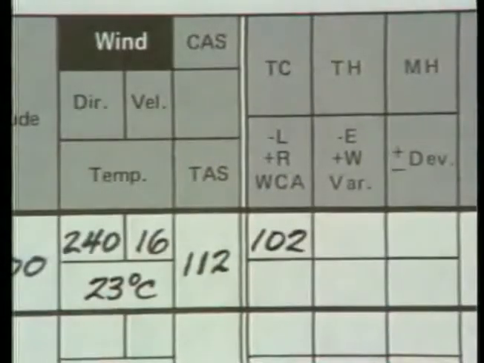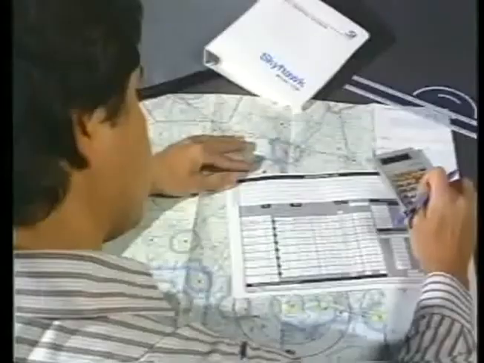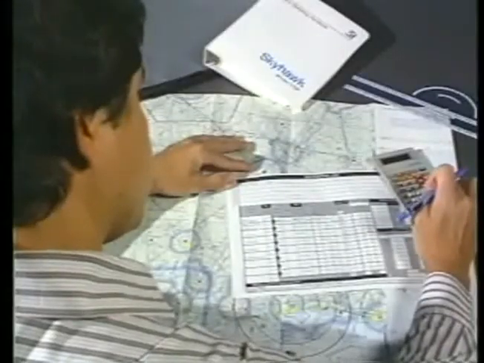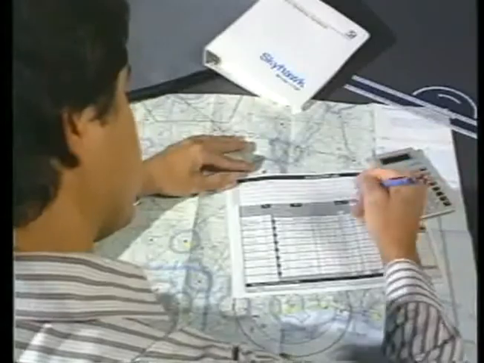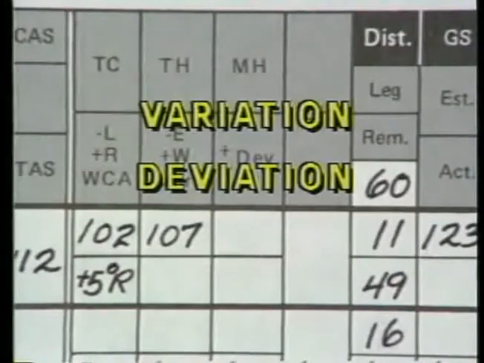With the wind, true airspeed, and true course known, you can use the flight computer to find true heading and ground speed. To compute these values, you'll use the same procedures as described in the program on flight computers. To conclude the direction calculations, convert your true values to magnetic by adjusting for variation and deviation.